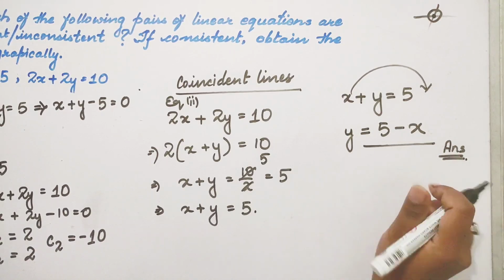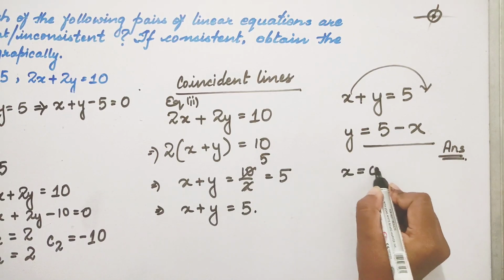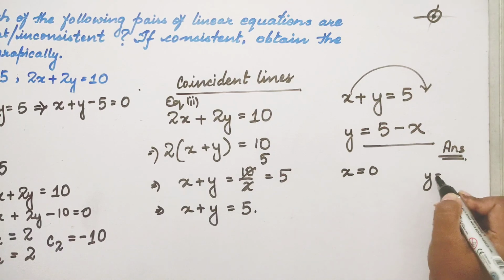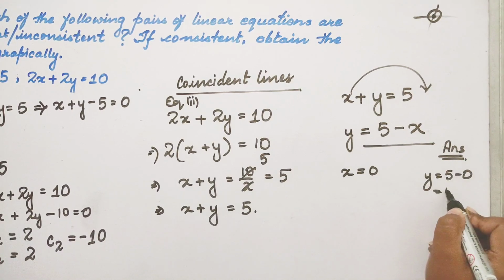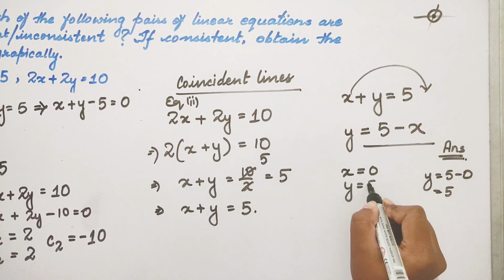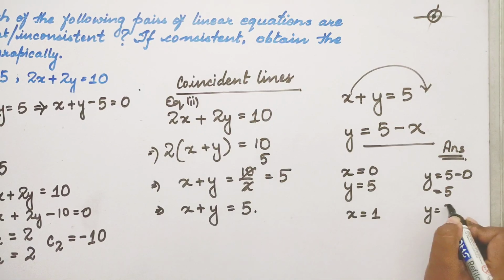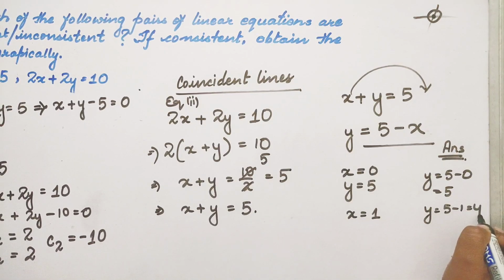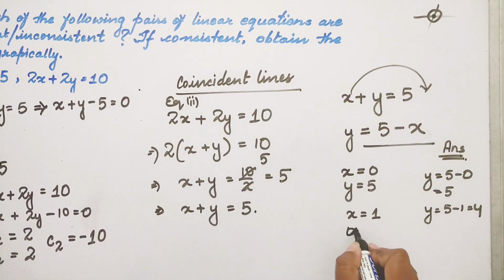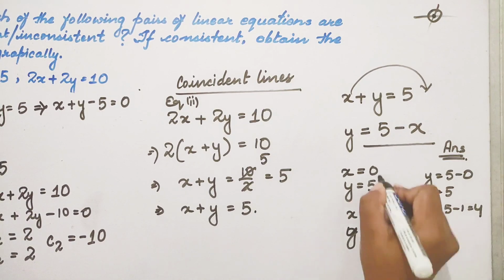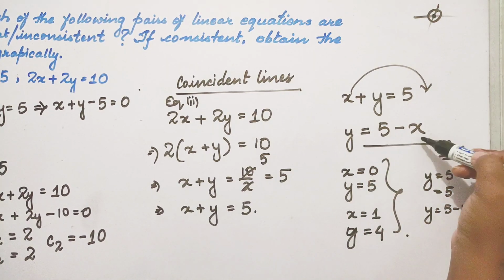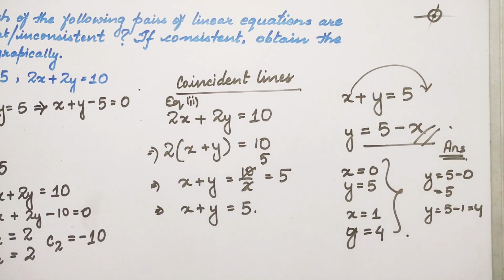For example, if we take x equals 0, at that point y equals 5 minus 0, which is 5. So y will be 5. Let's say for x equals 1, y equals 5 minus 1, which is 4. So y would be 4. This is how you will get solutions from this answer. So here we completed question number 1. Let's move to question number 2.